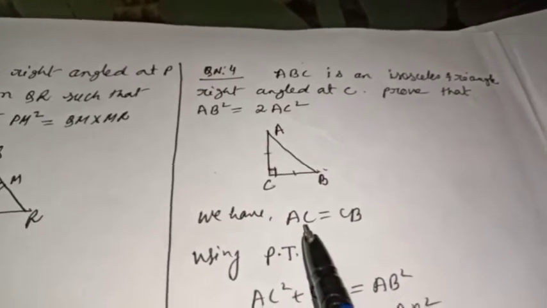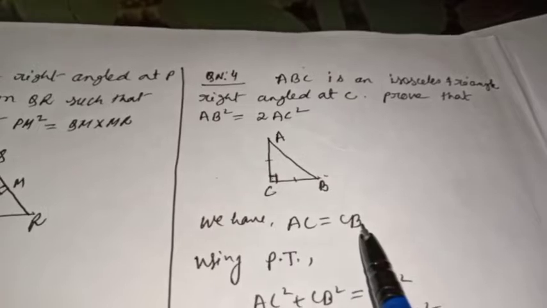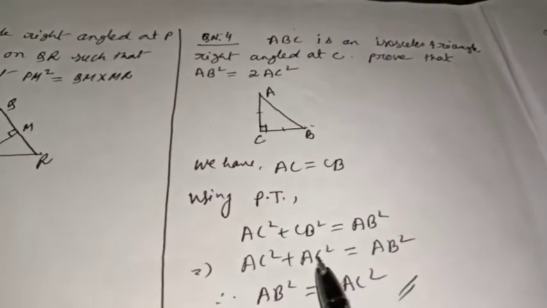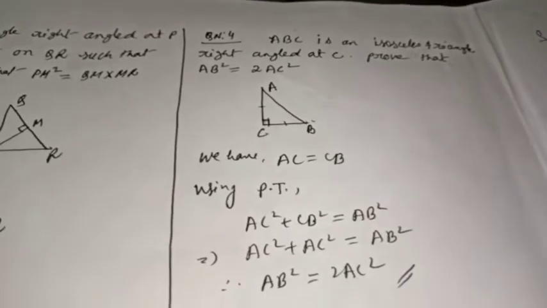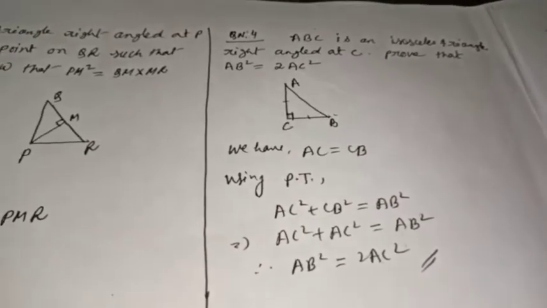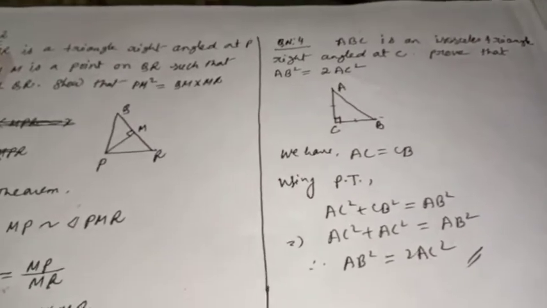You need to prove what? Twice AC square. It is very easy. Why? Because AC is equal to CB, so you can replace this CB by AC easily. So AC square plus AC square is 2AC square. So AB square is equal to 2AC square. Maybe you are feeling it is very easy, no? Yes, because this exercise is very easy. You only have to use Pythagoras theorem.